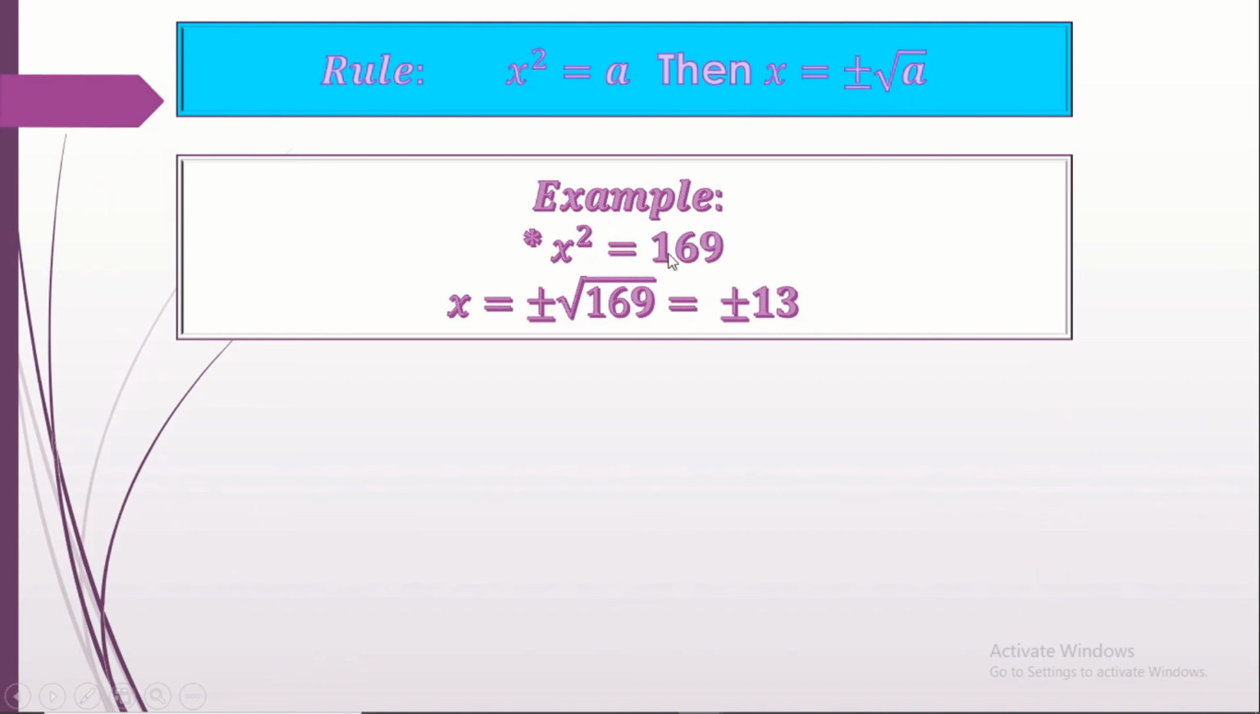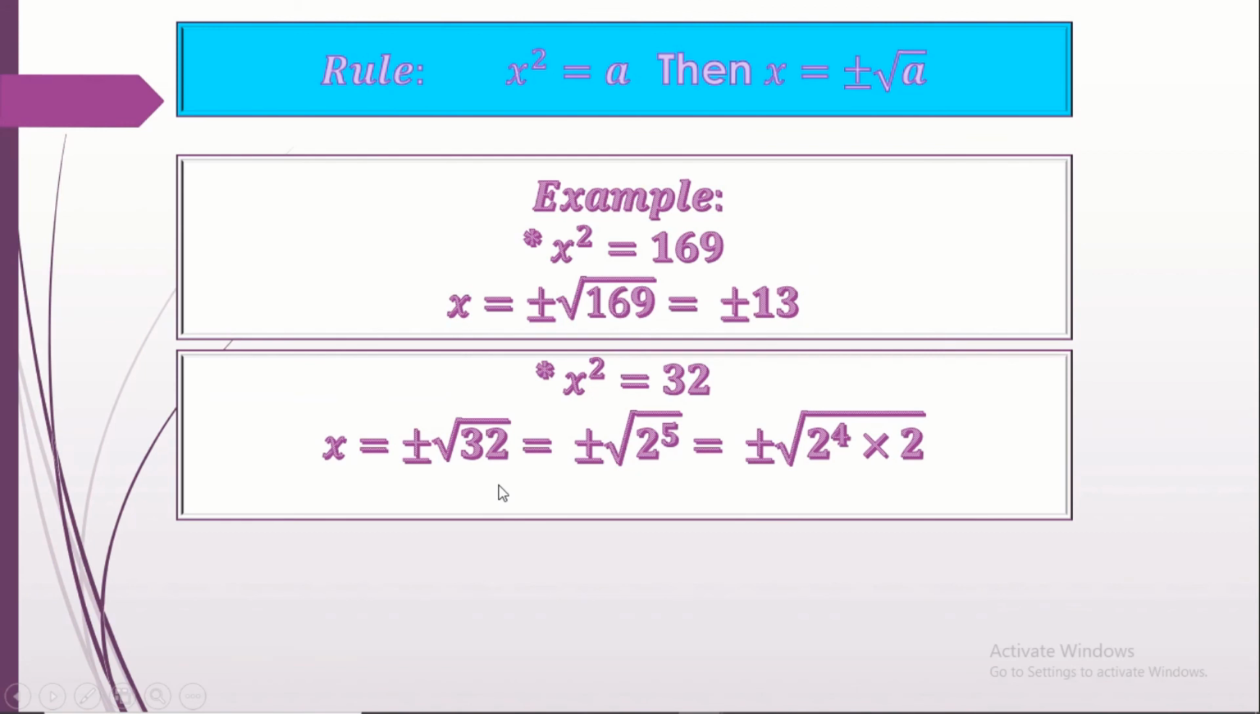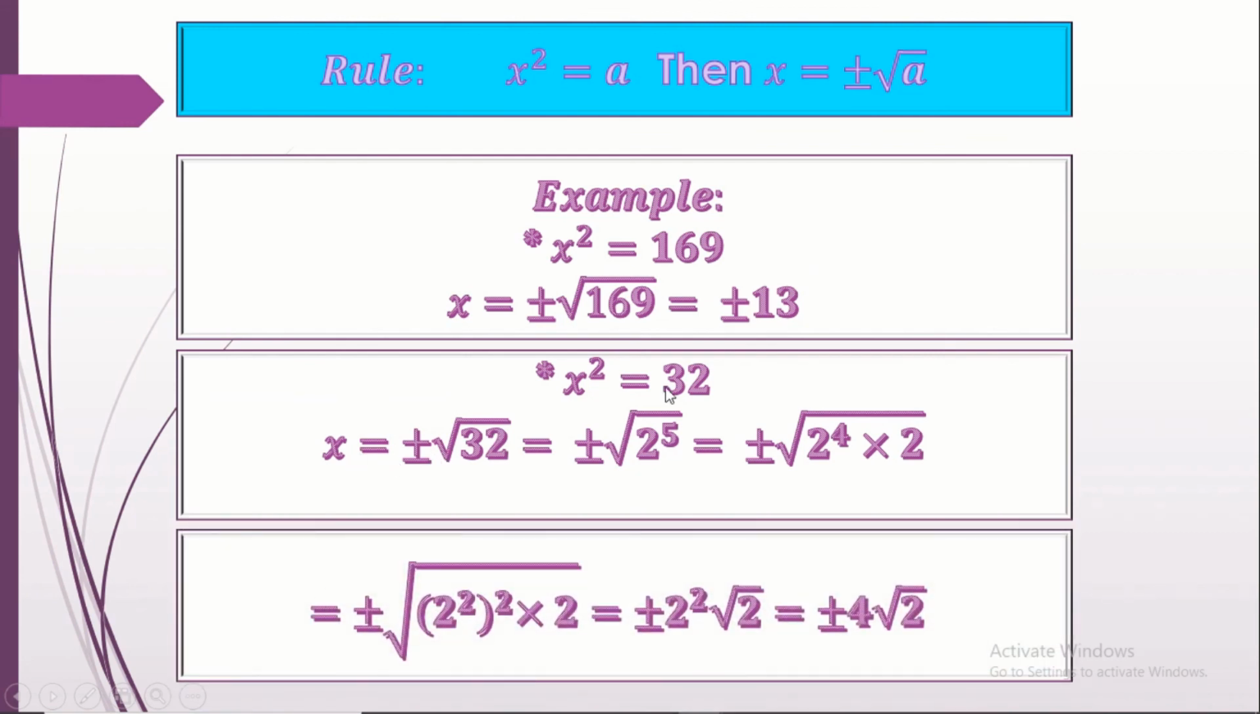Example: x squared equals 169. We can solve it directly by writing x equals plus or minus radical 169, which is 13 squared, so it's equal to plus or minus 13. Another example: if we have x squared equals 32, we can write x equals plus or minus radical 32. We can write it as 2 to the power 5, which is an odd power. We decompose it to the power 4 times 2, which is 2 squared all squared times 2. Now we can get rid of this square, so it's plus or minus 2 squared radical 2, equal to plus or minus 4 radical 2. Or you can replace 32 by 2 times 16, the same result.